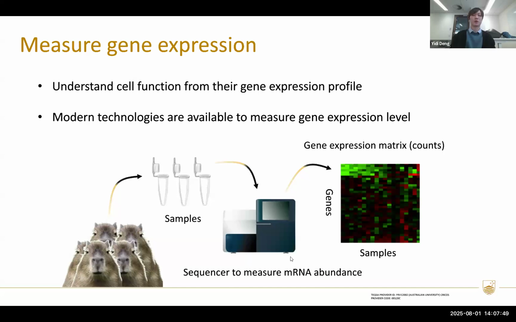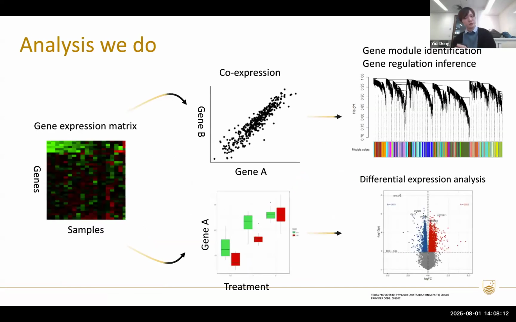Normally when we talk about this mRNA abundance, we're just counting the number of transcripts within each sample. And finally, what we get is the gene expression matrix, which is a count matrix, where each sample is measured on tens of thousands of genes. Okay, that's basically gene expression.